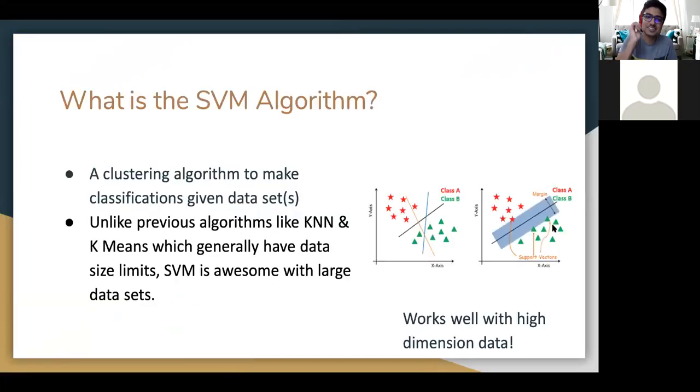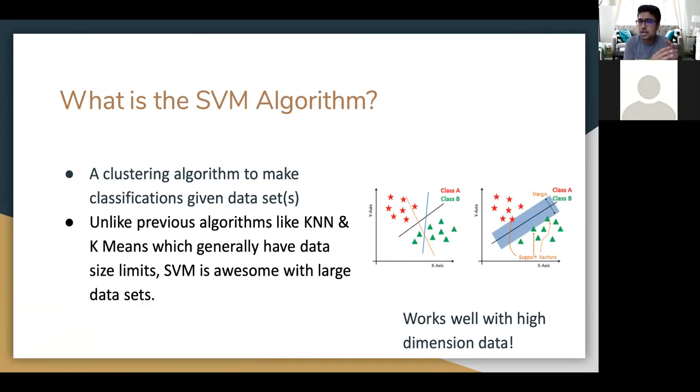Well, funny you ask, because that's what we're going to cover. So, the SVM algorithm is another clustering algorithm through which we can make classifications given data sets. If you remember, the k-means algorithm and the KNN algorithm were both used to make classifications on data sets, such as classifying: is a car in good condition?